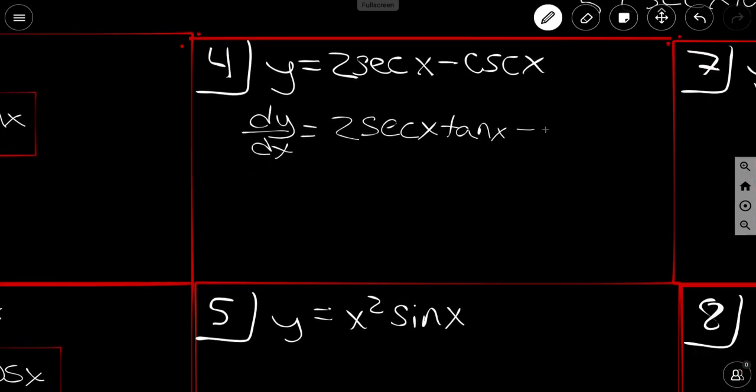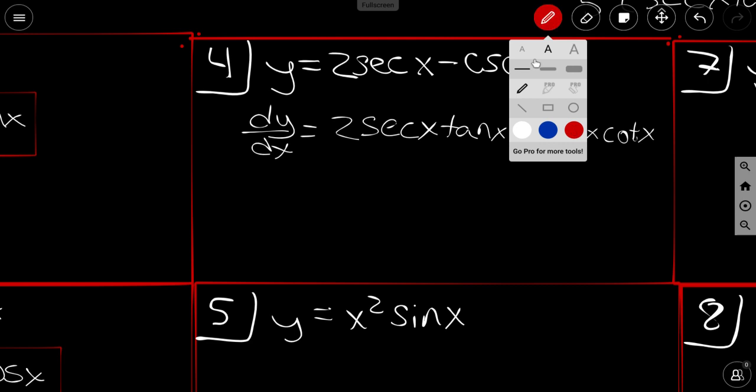Derivative of negative cosecant is going to be negative cosecant x times cotangent x. So positive. And that right there is our answer.